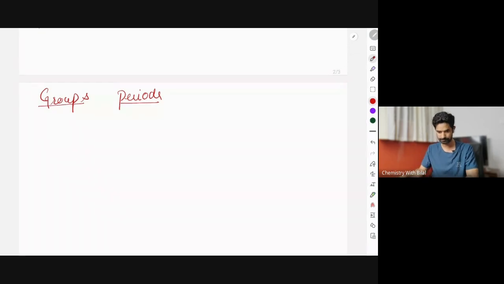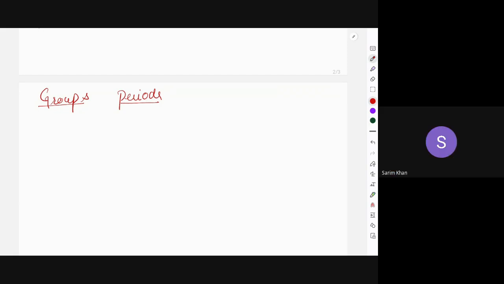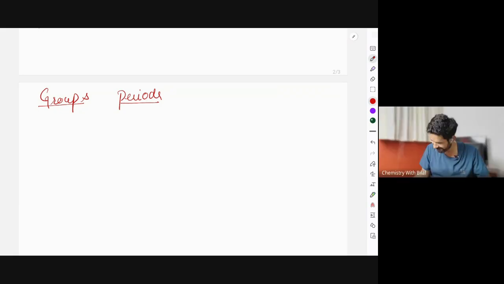Anyone in the class? Mic is open. What are groups in the periodic table? Groups are the horizontal lines of atoms, while periods are, sorry, the groups are the vertical ones, and the periods are the horizontal ones. Excellent. So groups are the vertical columns.